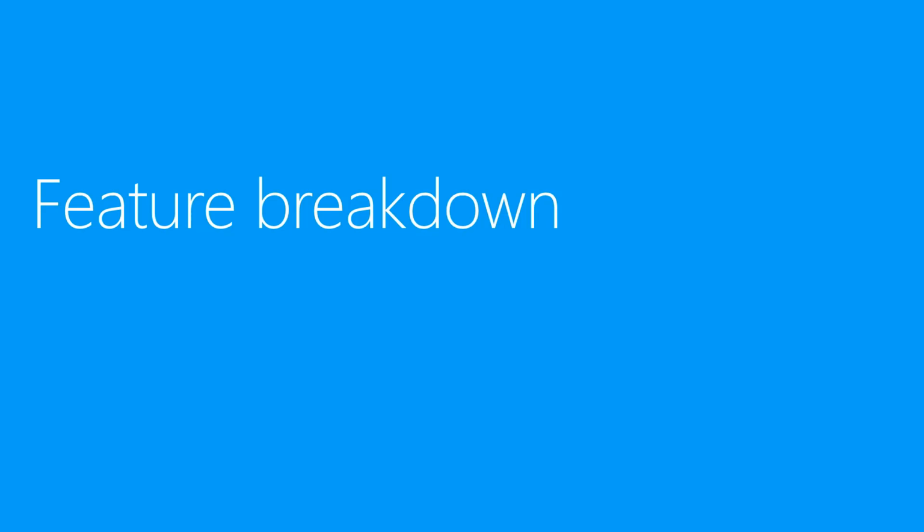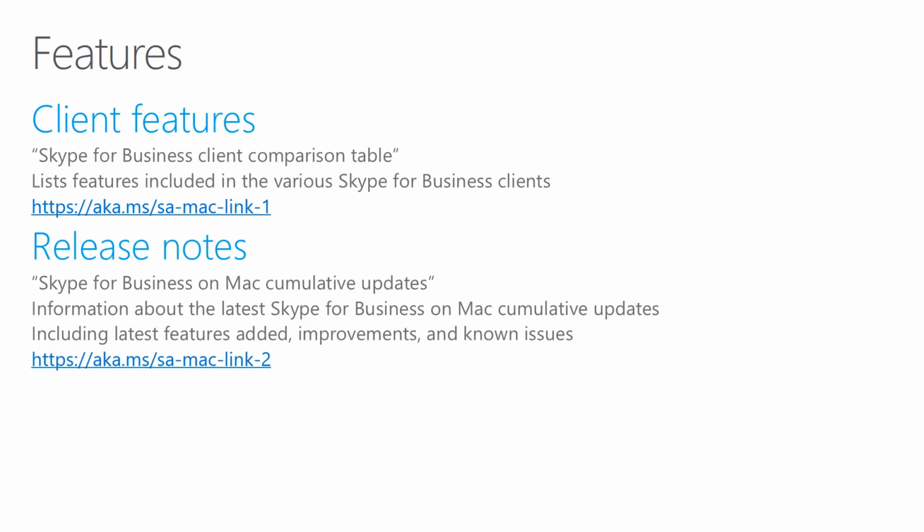Now we're going to take a look at where you can find the feature breakdown list for the Skype for Business on Mac client, as well as the latest features that were released. Under this first section labeled Client Features, you'll find an aka.ms link that will take you out to the Skype for Business client comparison table. In this table, you'll find features broken down by modality for each of the Skype for Business clients, including the Skype for Business on Mac client.